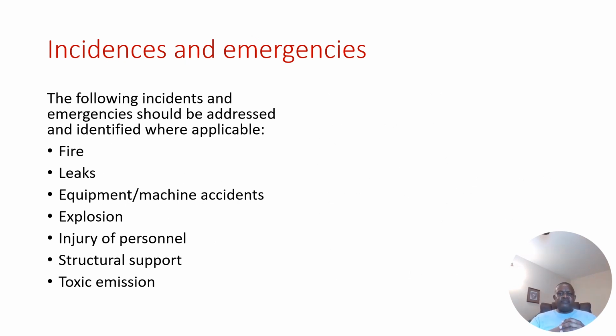And then we also say incidences and emergencies. The following incidences and emergencies should be addressed and identified where applicable: fire, leaks, equipment and machine accidents, explosion, injury of personnel, structural support failure, toxic emissions. People should be trained on how to respond or how to behave in the event of these situations. So find out from your workplace if these emergency procedures are in existence. If they are not in existence, then it is time you have to think about it.